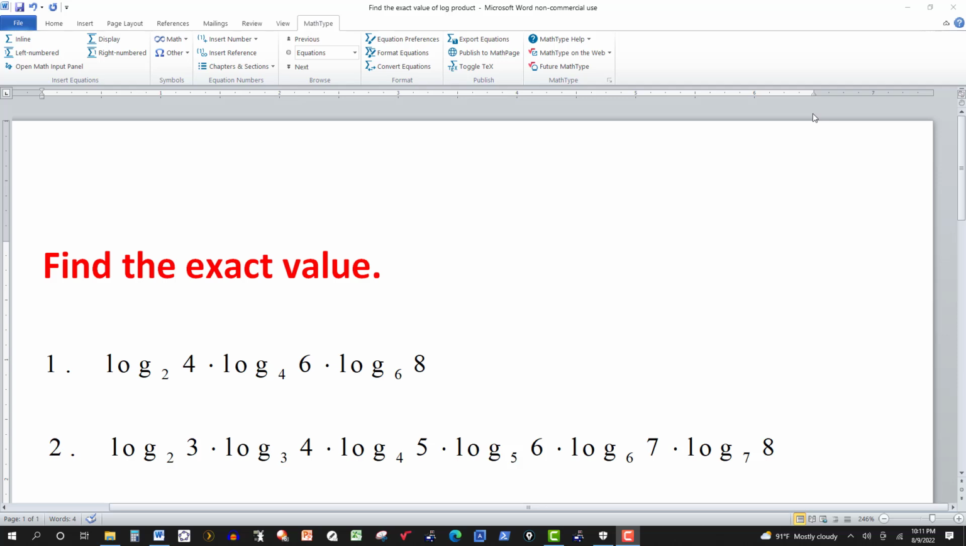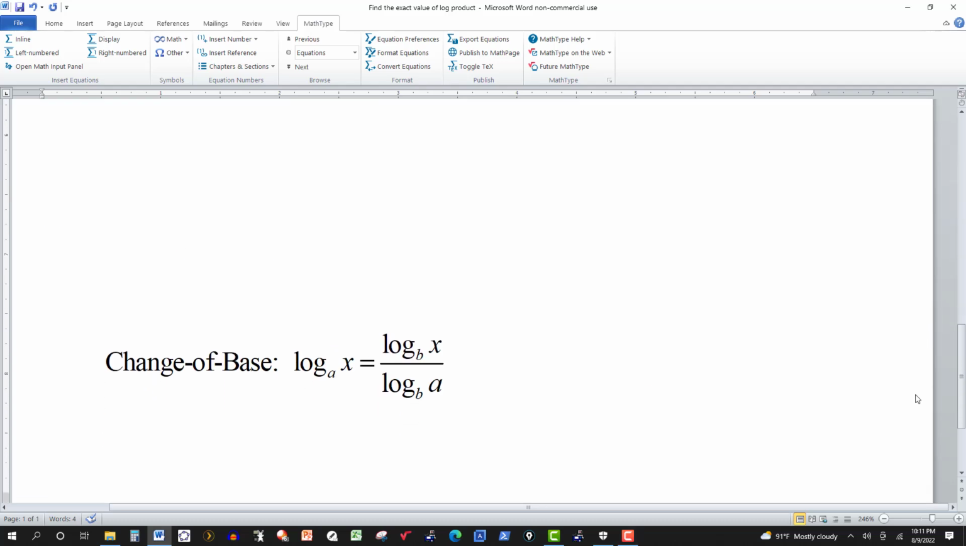In this video, we want to find the exact value of the given logarithmic expressions that we have here. Just two problems. You want to pause the video and try these. Best way to do it is to use the change of base formula.